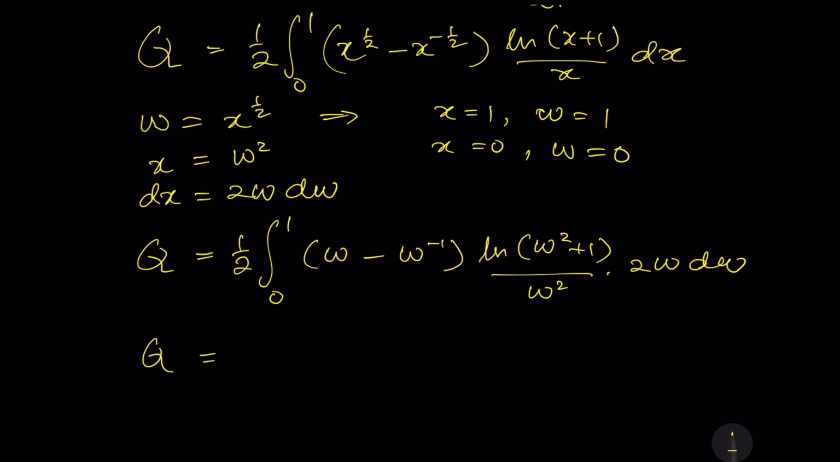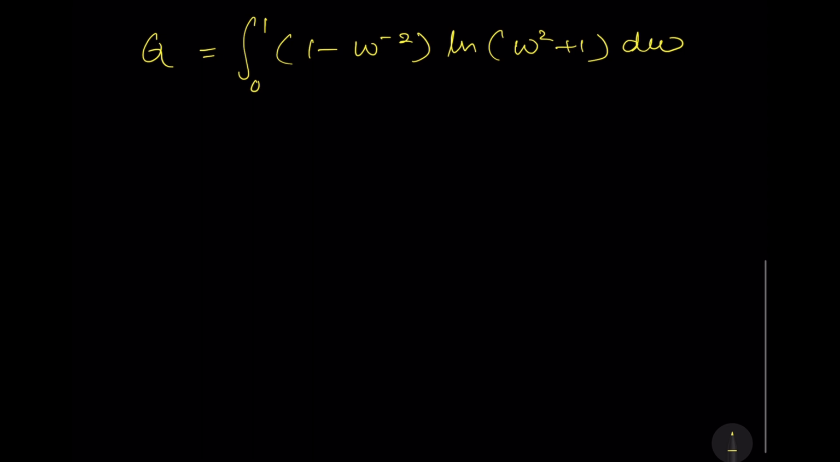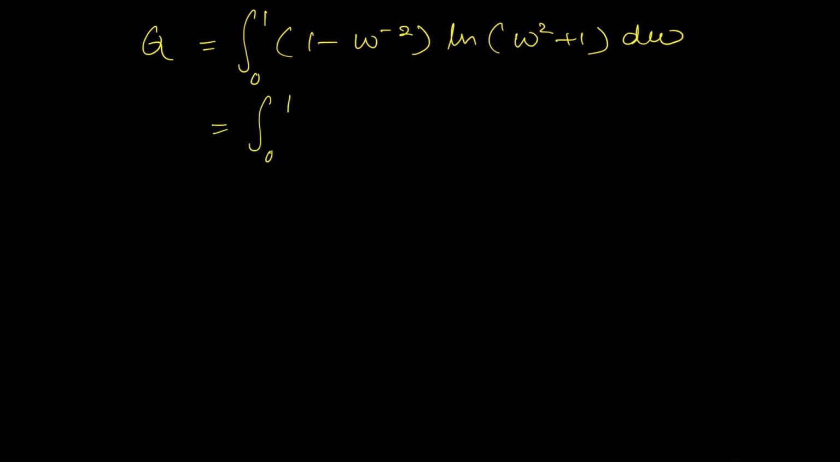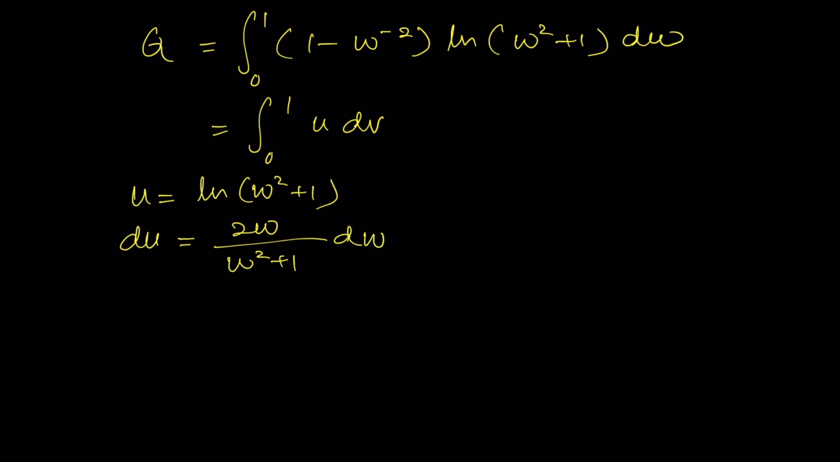Further simplification gives us Q equals integral 0 to 1 of minus W power negative 2 multiplied by natural log of W power 2 plus 1 dW. Next step is integration by parts. We can say Q equals integral 0 to 1 of U dV. U is defined as natural log of W power 2 plus 1. Therefore, dU equals 2W divided by W squared plus 1, multiplied by dW. Meanwhile, dV over dW equals 1 minus W power negative 2, which means V equals W plus 1 over W.